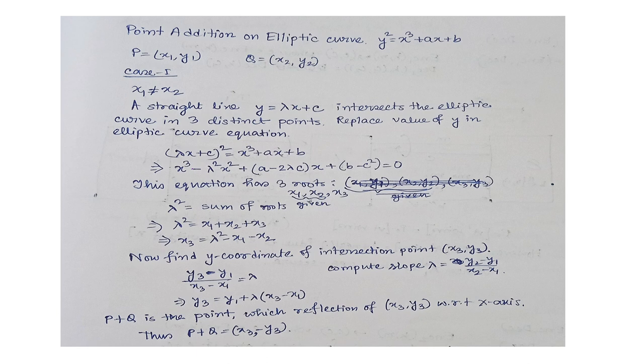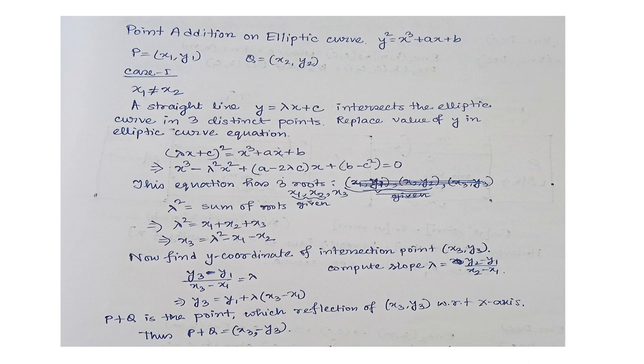Okay, you just open it up, lambda square x square 2 lambda cx, keep them to the same side, and you get this equation. And this equation has 3 roots, right? Let's assume x1, x2 and x3. So x1, x2 are already the 2 known points p and q, and there will be the x component of the third point, which we denote as x3.